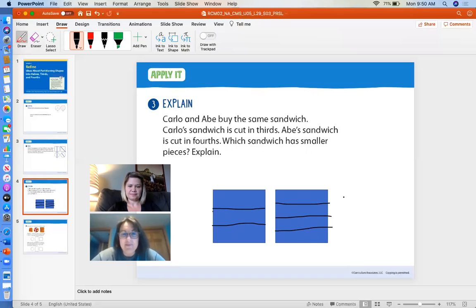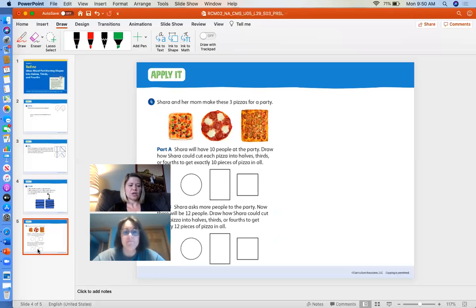So Abe's going to have smaller pieces because there's 4, right? So Abe's is going to be smaller because he has 4 pieces instead of 3. Okay. So we're not writing it out because Mrs. Walker just used words to describe it, but we would say because, just like she did. Okay. All right. Keep having to move our screen because we're on all sorts of the way.